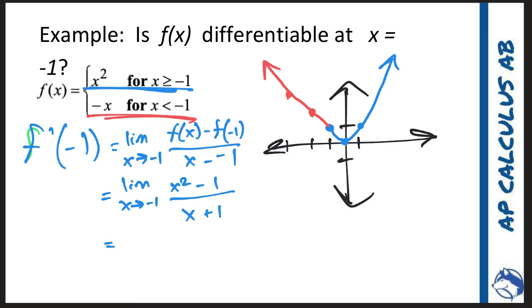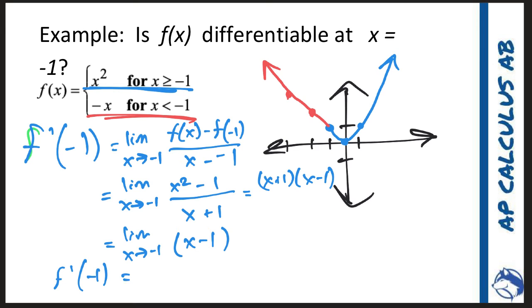So this leaves me with, I could rewrite this as x plus 1 and x minus 1. This leaves me with the limit as x approaches -1 of x minus 1. So then the f prime of -1 as I evaluate this is going to be -2. So what that means is that right at this point, I've got a slope of -2. I need to do the same thing for the left side.